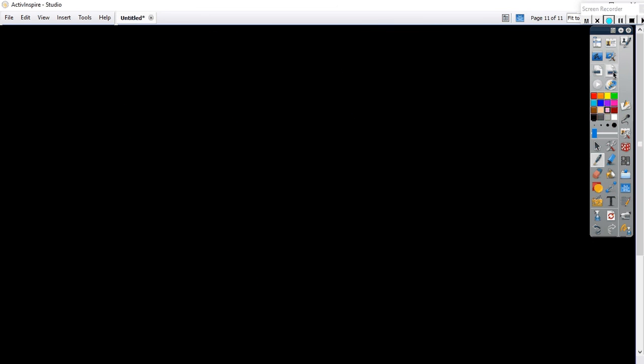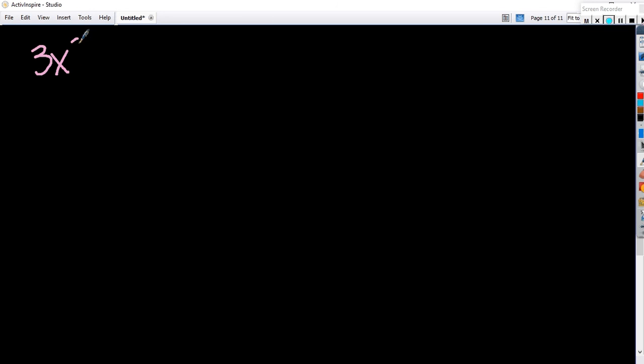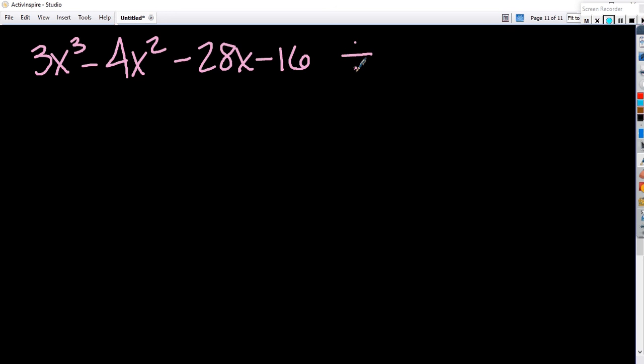What happens if I, let me get one that works, had, let's say, 3x to the third minus 4x squared minus 28x minus 16 divided by x plus 2. Divide that out real quick synthetically and tell me why this one's different than the ones that we have done.